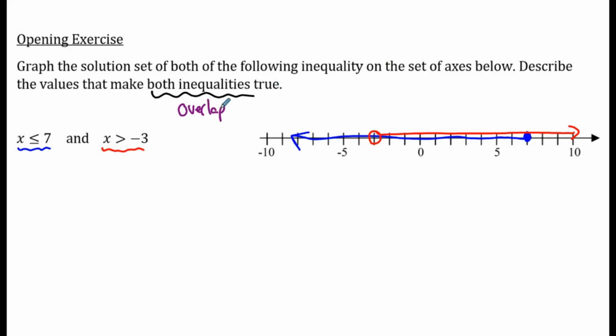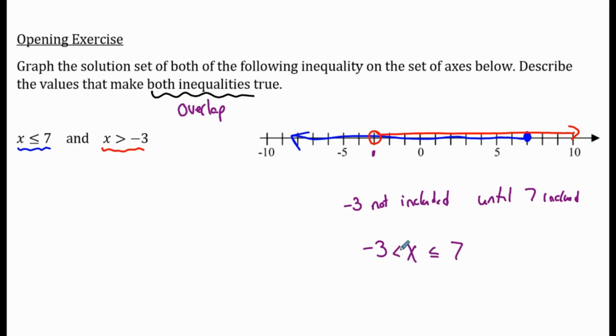What values make both of them true? So how low can I go? Well, negative 3, but it's not included. All the way up until 7, which is included. So the way that we're going to write this is we're going to say x is trapped between negative 3 and 7. I can't be negative 3. X is bigger than negative 3. Read that way: negative 3 is smaller than x, which is less than or equal to 7.